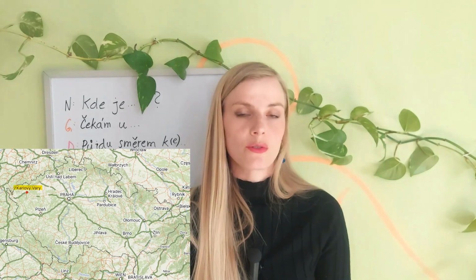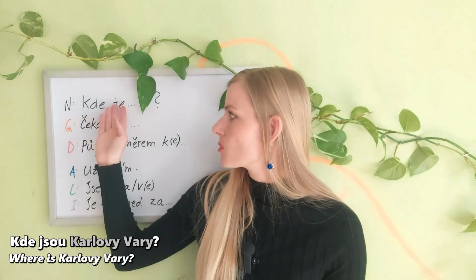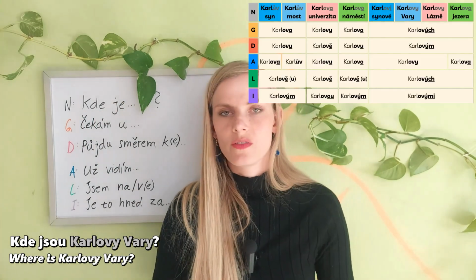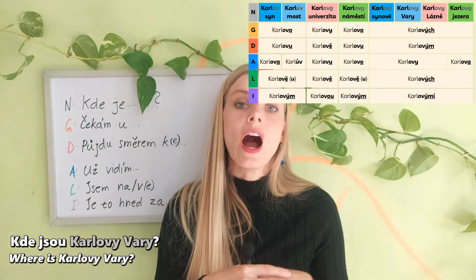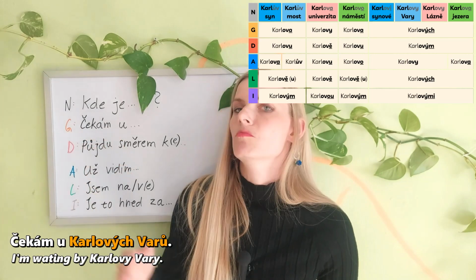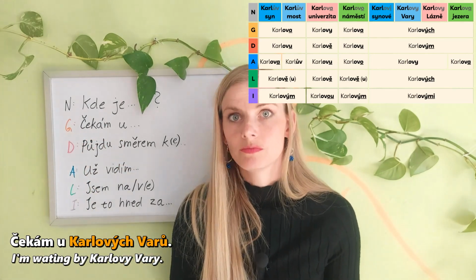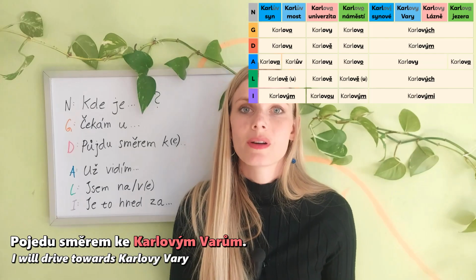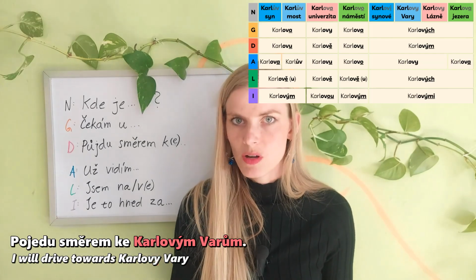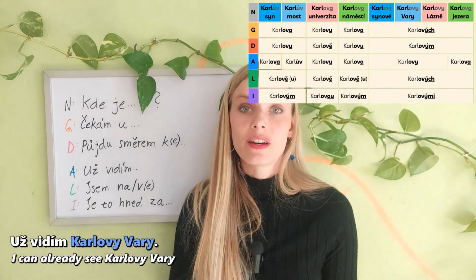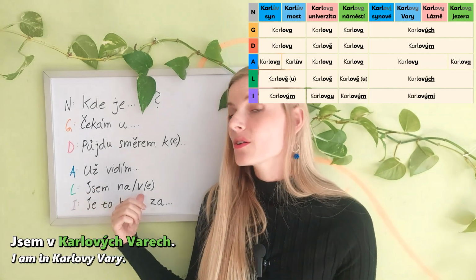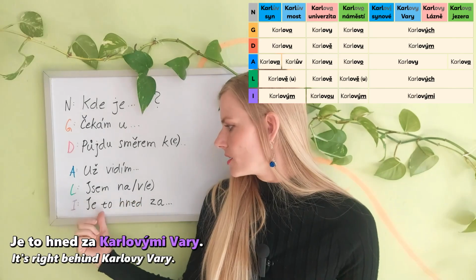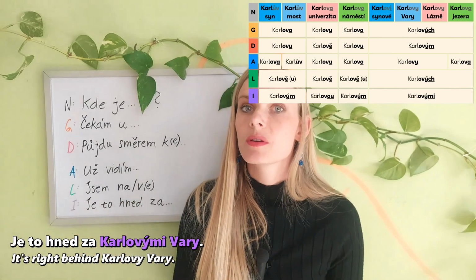Karlovy Vary is a town in the west of the Czech Republic. In this case we would say kde jsou Karlovy Vary, because we have to ask where are they. Čekám u Karlových Varů. Pojedu, better driving, pojedu směrem ke Karlovým Varům. Už vidím Karlovy Vary. Jsem v Karlových Varech a je to hned za Karlovými Vary.